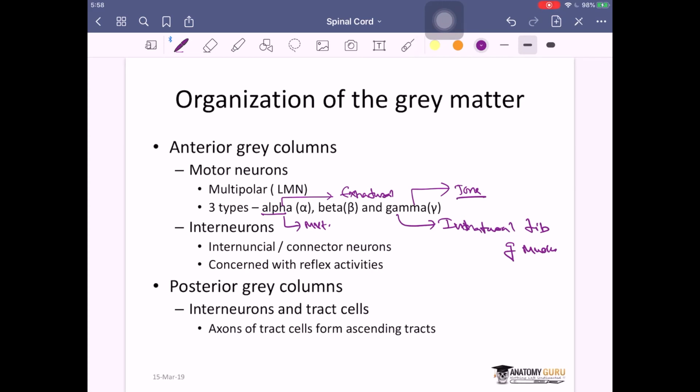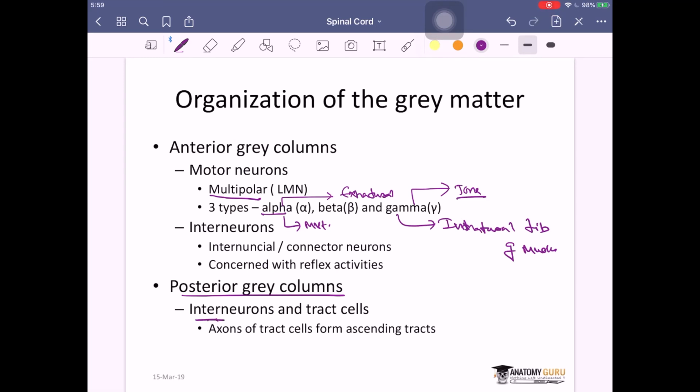So that means first you have your gray column, a centrally located butterfly-shaped gray matter. In that you have the anterior horn. In the anterior horn you have your neurons. These neurons are also multipolar. And when you look at them functionally, they are of different types because their connections are going to different parts of your skeletal system. So again, they are alpha and gamma.